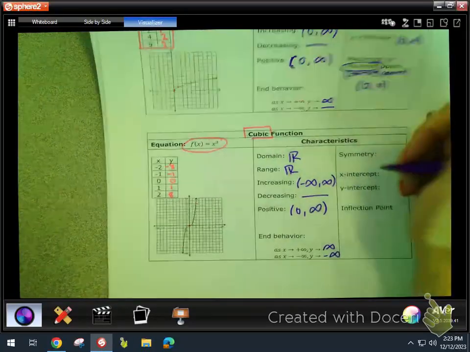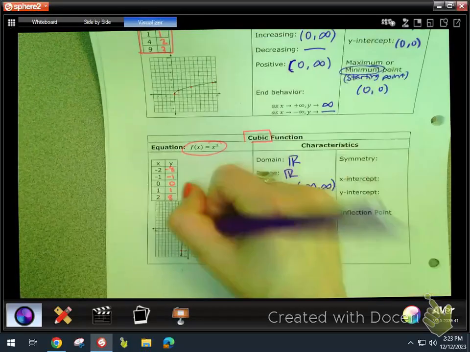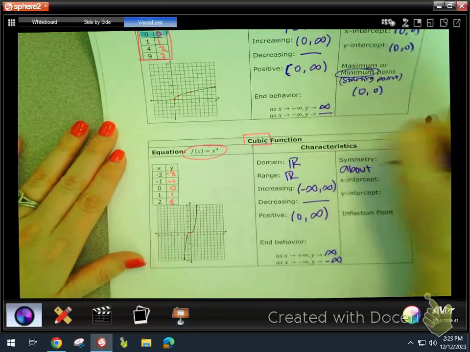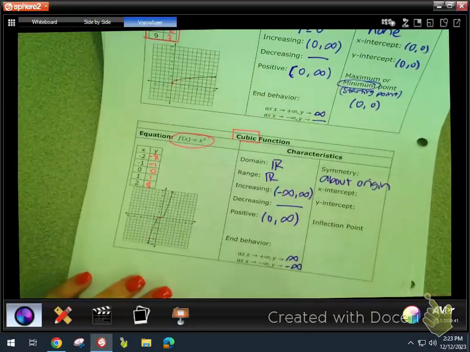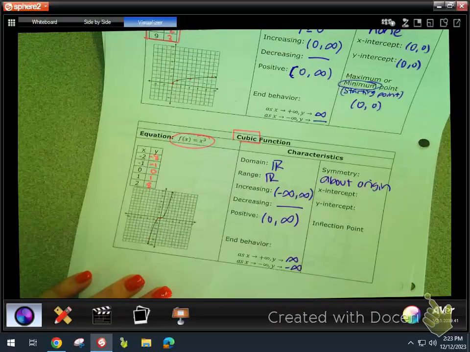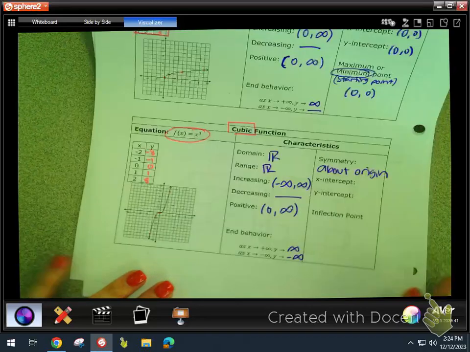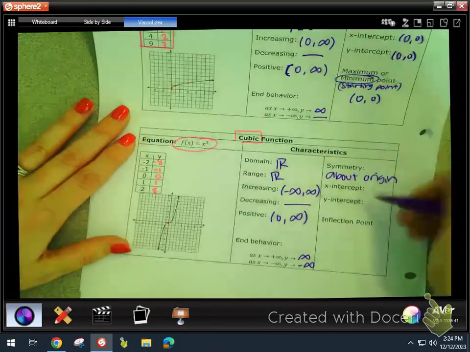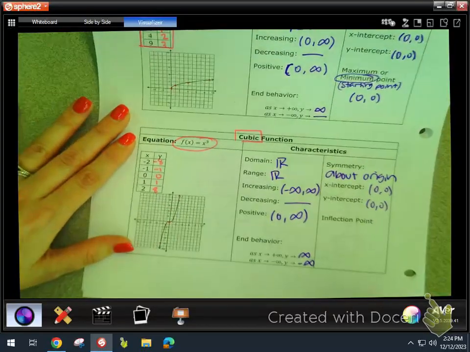There is symmetry in this parent function, and it is about the origin. You've got symmetry at 0, 0. There's symmetry. It's flipped over the origin. Odd and even, I'm pretty sure, is that the x-intercept and y-intercept are both 0, 0.